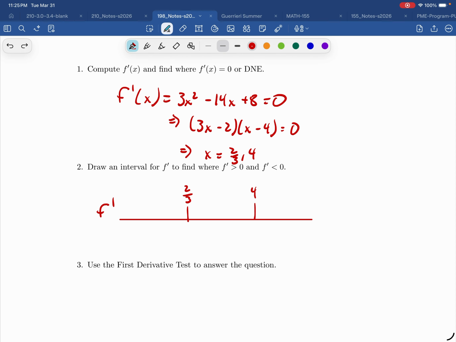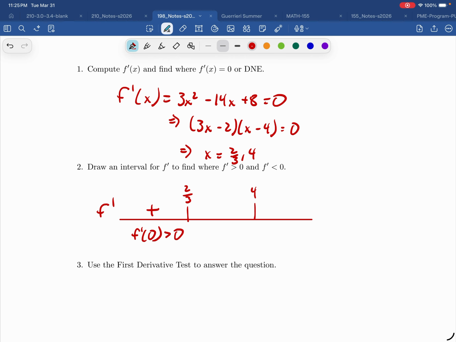So if we plug in, what would be an easy number to plug into f prime? 0 is the answer. I think 0 is the easiest thing to plug into f prime. You get 8, which is positive. So I don't really care what it is. I just care that it's positive. So f prime is positive on that whole interval.